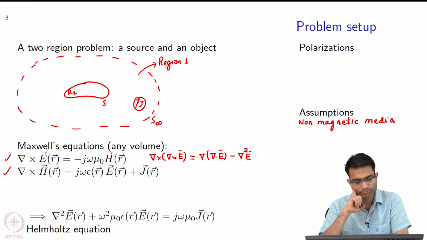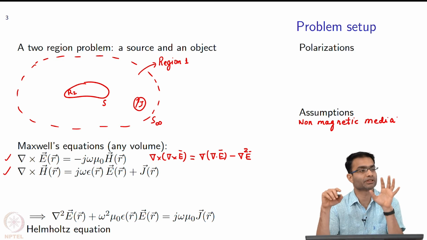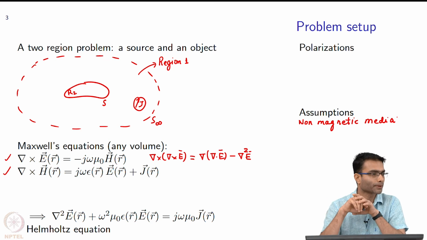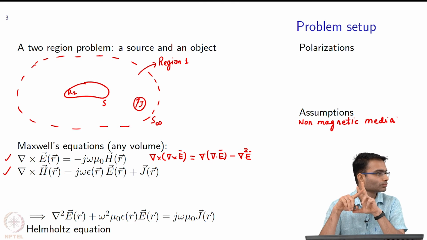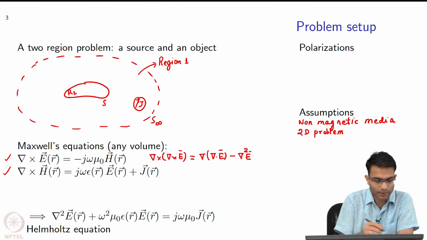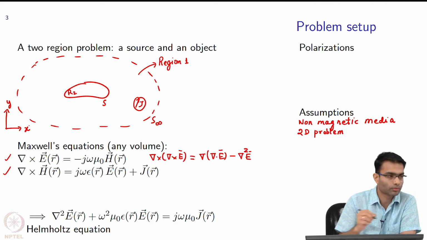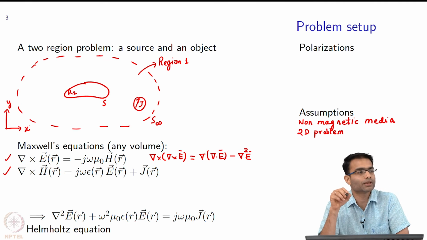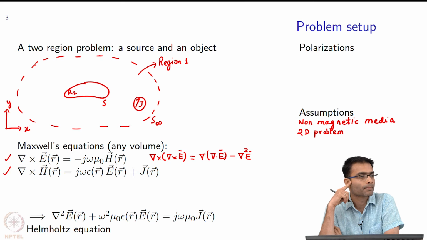Now, if I try to solve this problem in the most general 3D way, it is going to be a little bit complicated. So, what I will do is assume that my problem is 2-dimensional. The entire problem is in the xy plane. So, what does that mean? What does that tell us about the z coordinate? Del by del z is 0.